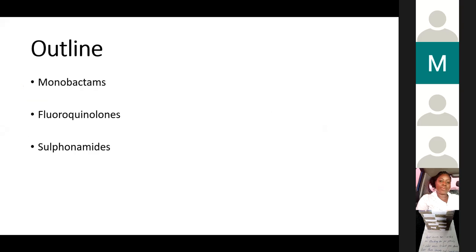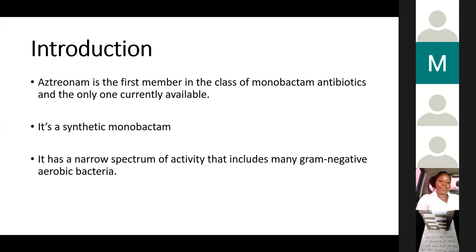Okay, so this last slide, we are going to cover monobactams, fluoroquinolones, and sulfonamide. And the last one is nitrofurantoin. So the monobactams, aztreonam is the prototype, and it is actually the only one available. It's a synthetic antibiotic. It has a narrow spectrum of activity. Most of the antibiotics we looked at, vancomycin, meropenem, have a broad spectrum of activity. When we talk about narrow spectrum of activity, it means that it targets very few microorganisms.